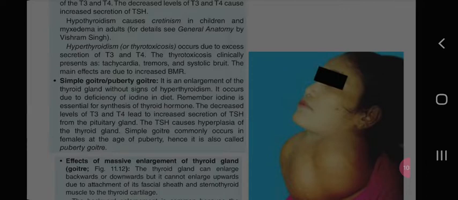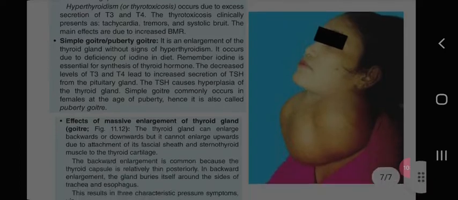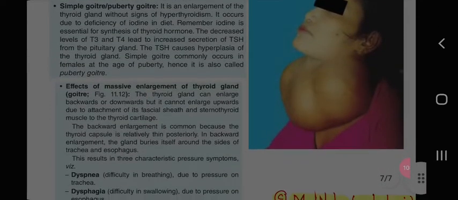Hyperthyroidism, or thyrotoxicosis, occurs due to excess secretion of T3 and T4. Thyrotoxicosis clinically presents as tachycardia, tremors, and systolic bruit. The main effects are due to increased BMR.